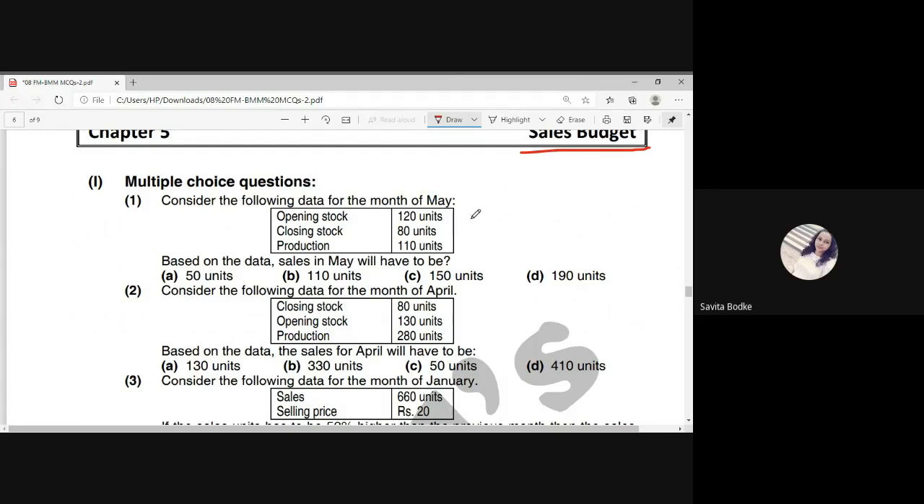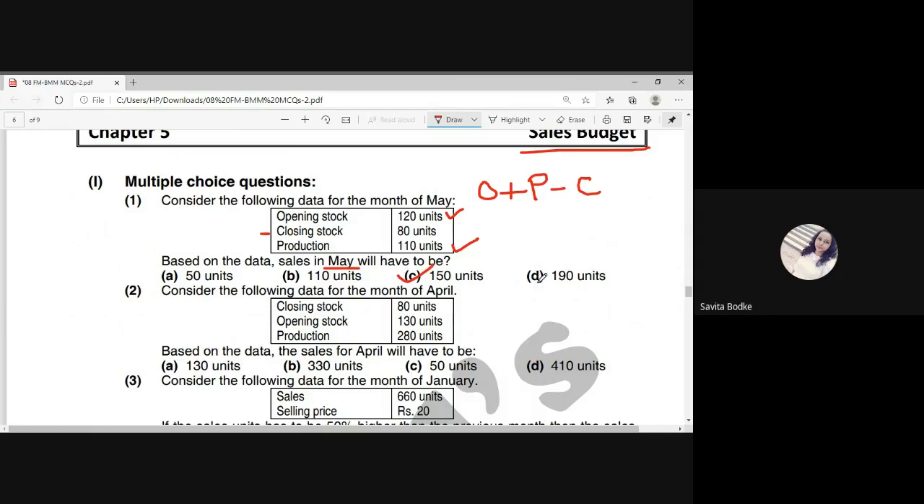Now we have to calculate the sales for the month of May. And how can we calculate that? It is so simple. Always remember that if you get such a question, you have to take the opening stock, add the production for that particular month, and subtract the closing stock. In this situation, we add 120 plus the production of 110 units. If I add both, 120 plus 110, my answer is 230. From this 230, I have to subtract the closing stock. If I subtract, that is 230 minus 80, the most appropriate answer is 150 units.